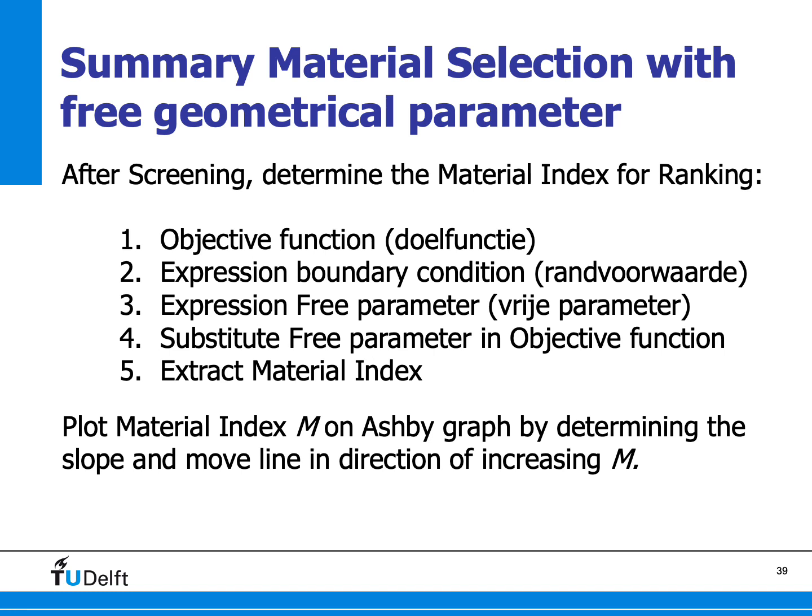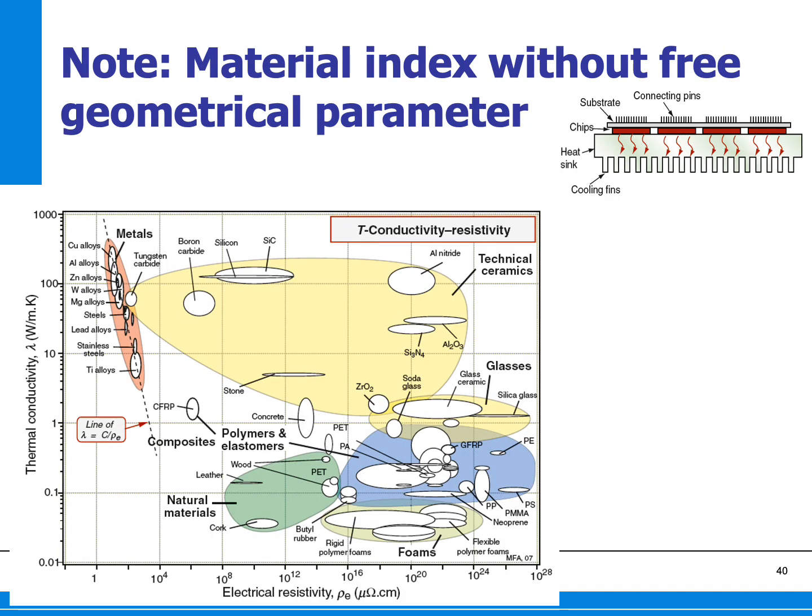Now, once you have the material index, you can plot the material index on an Ashby graph by determining the slope and move the line in the direction of increasing M, and then you will find the best material for this particular problem that you're looking into. Now let's return to the beginning of the lecture, where we looked at a case where there was no free geometrical parameter, and we still managed to have a material index. So how did we do that then?